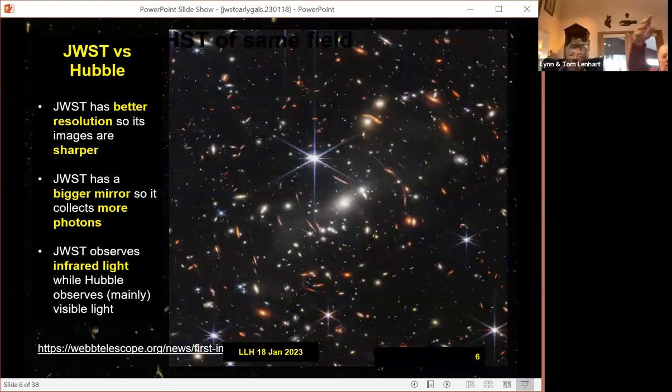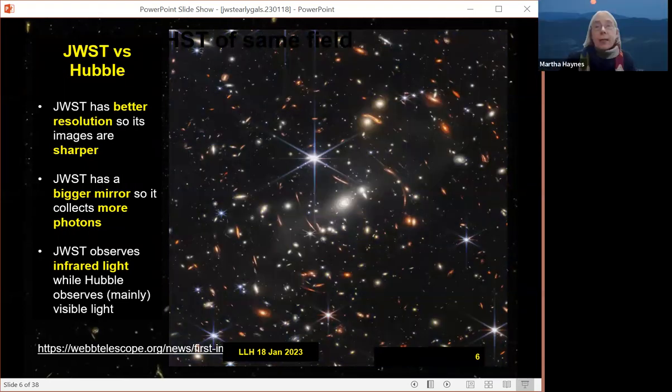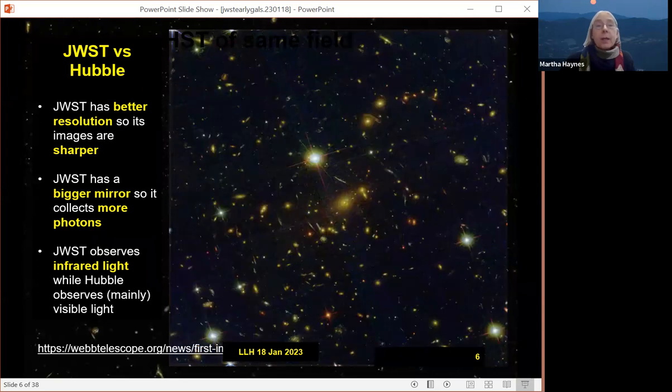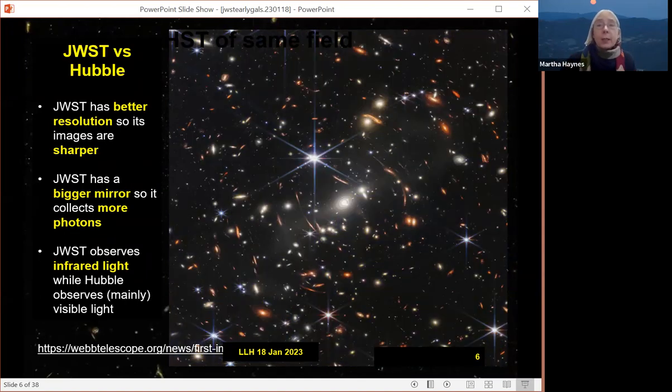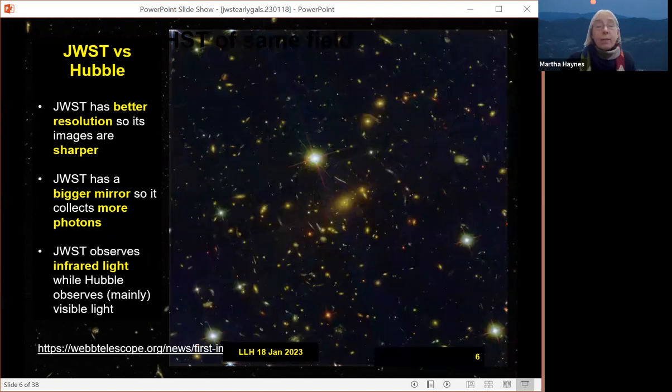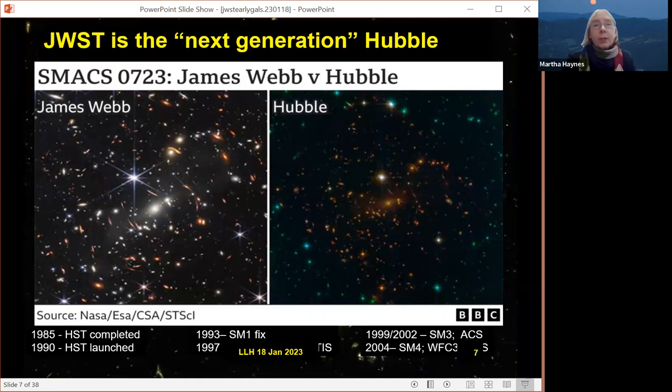The other thing is it operates with different sets of filters than Hubble does. Hubble observes mainly the same kinds of light that our eyes see, whereas JWST is designed to see the light that we call the infrared. To remind you what that looks like, here's another picture of the Hubble and the James Webb without the blinking. It's just to point out that JWST is the next generation Hubble, so it better do a lot better than Hubble, and therefore we should also learn a lot more.